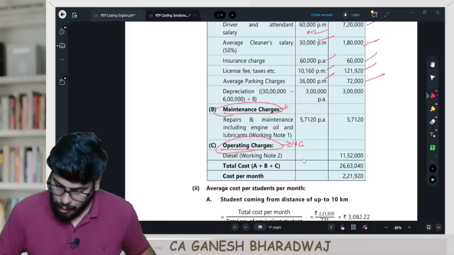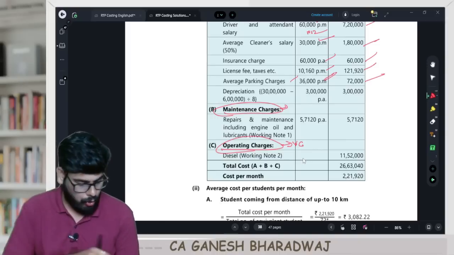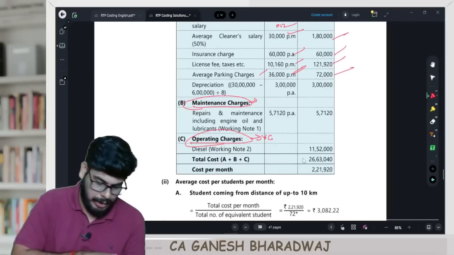So now parking charges. What is given here? 36,000 per month is given here. So how much is the total parking charges? 36,000.